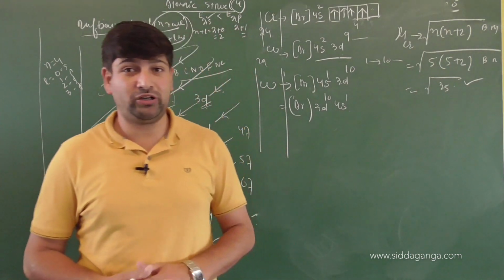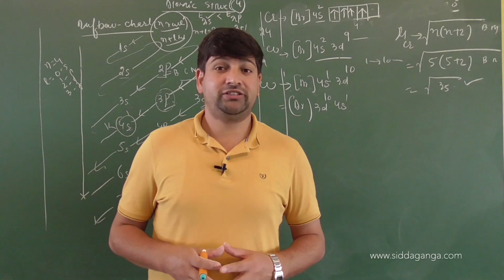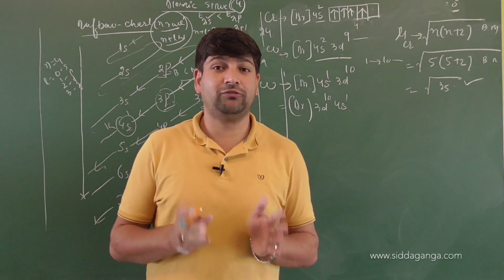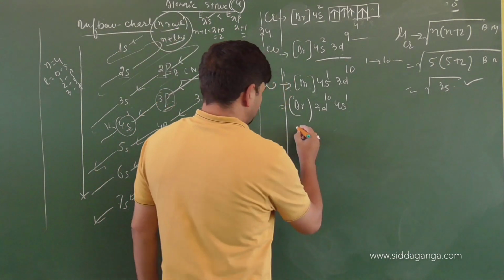And what's the statement of Pauli's exclusion principle? What does it state? It states that no two electrons in an atom can have the set of all four quantum numbers the same. So, Pauli's principle.